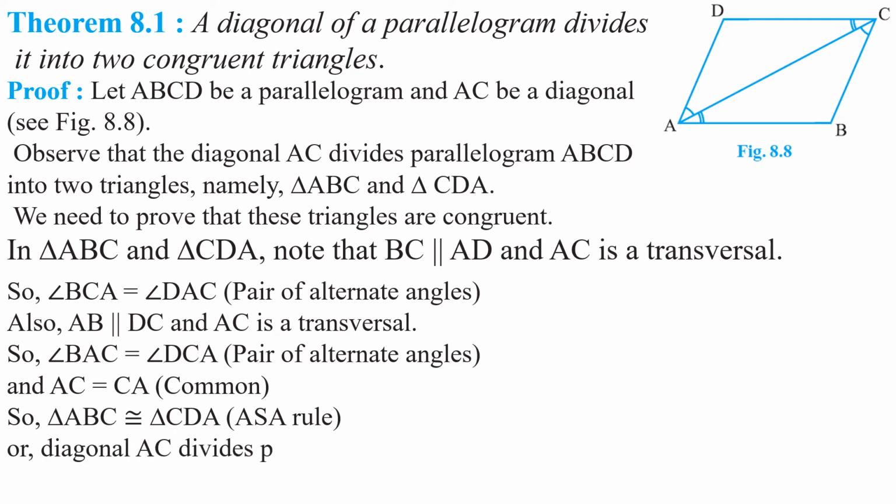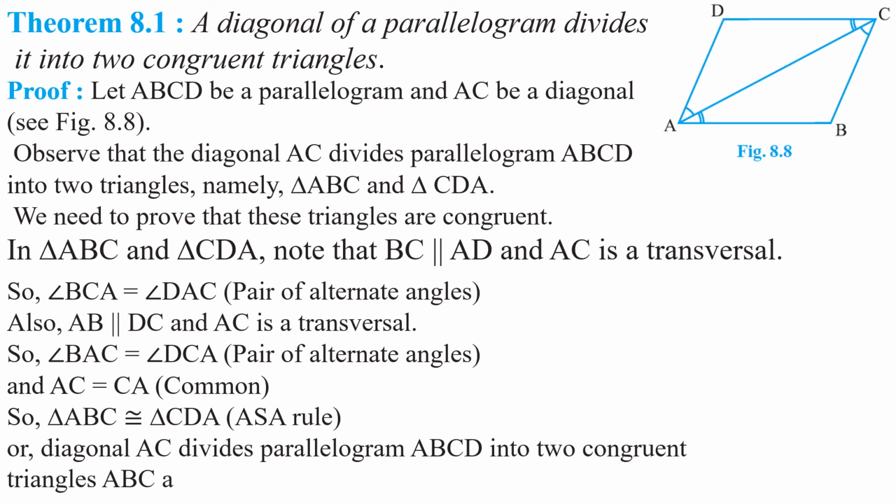Here diagonal AC divides the parallelogram ABCD into two congruent triangles. Understood this point, my children? Right. What are the two congruent triangles? ABC and CDA. Okay, my children, understood this theorem 8.1. This is a very important theorem from the examination point of view. So please learn this theorem well. Okay, my children. Right.